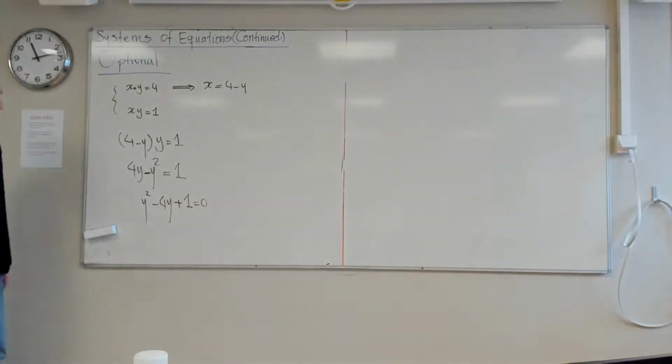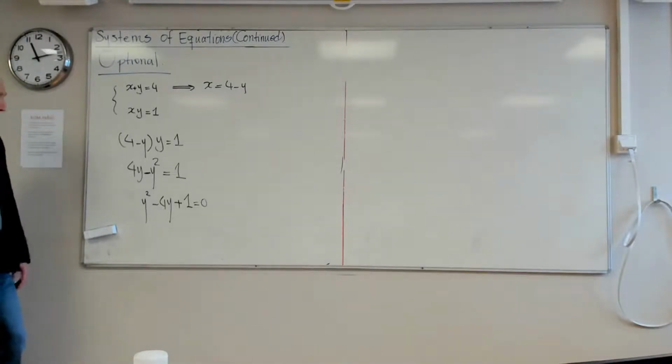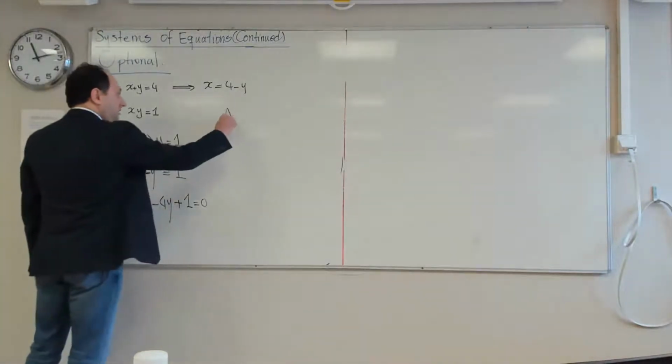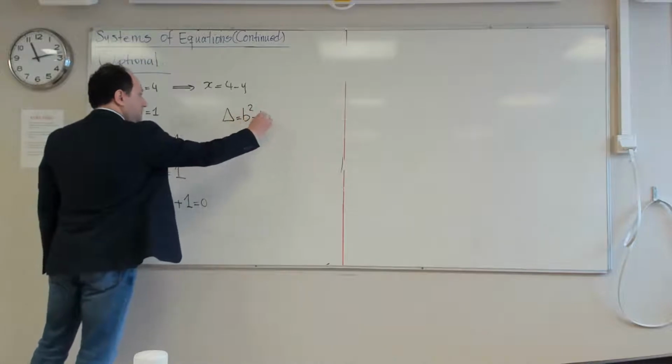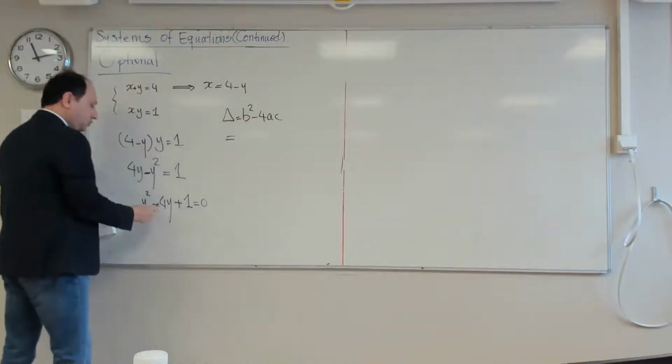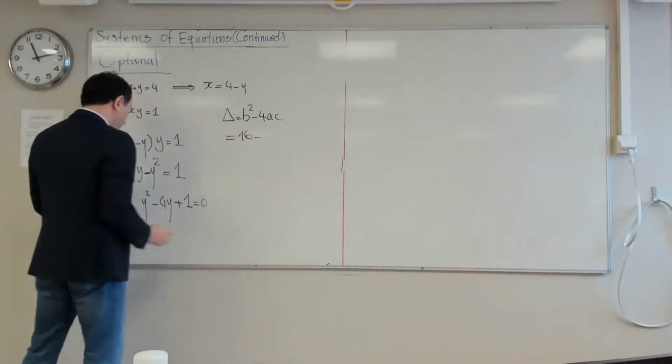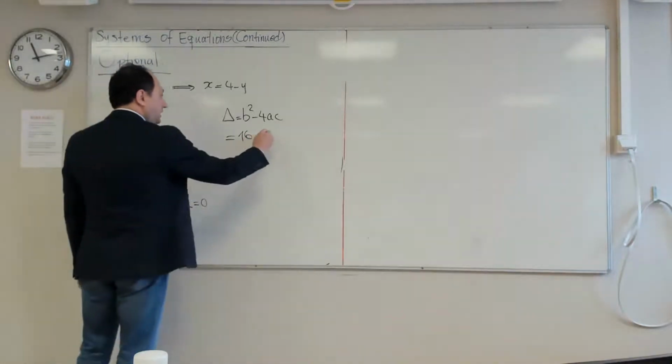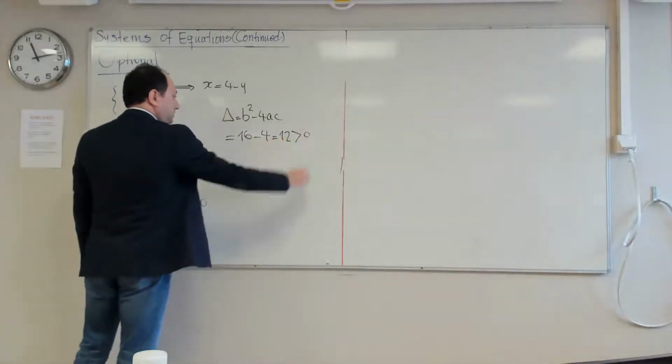So let us solve this problem using ABC formula. So I calculate delta, b squared minus 4ac. So b squared is 16, minus 4 times 1 is minus 4, and it is 12. So 12 is positive.